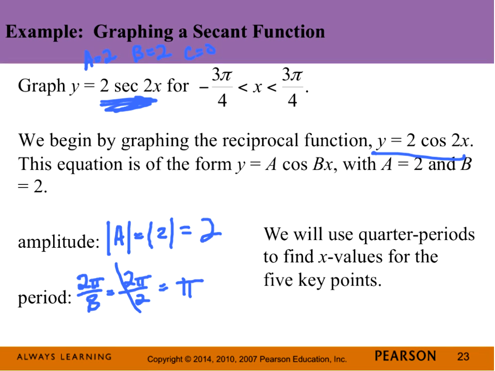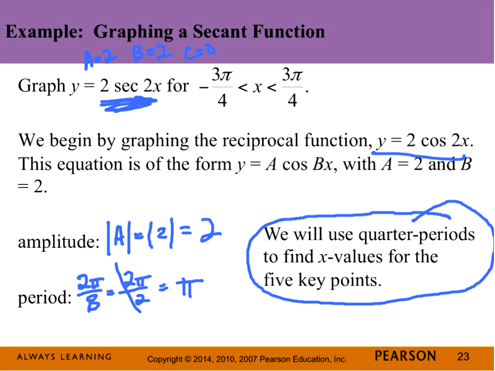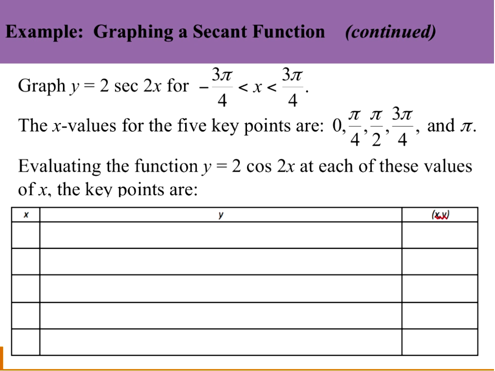And then we're going to use quarter periods because we know the quarters are those key points. Halfway between is where our secant curve touches that maximum or minimum. But on our cosine function, it will actually give the maximum or the minimum halfway between those periods. And then we'll do the quarter and the 3/4 as well.